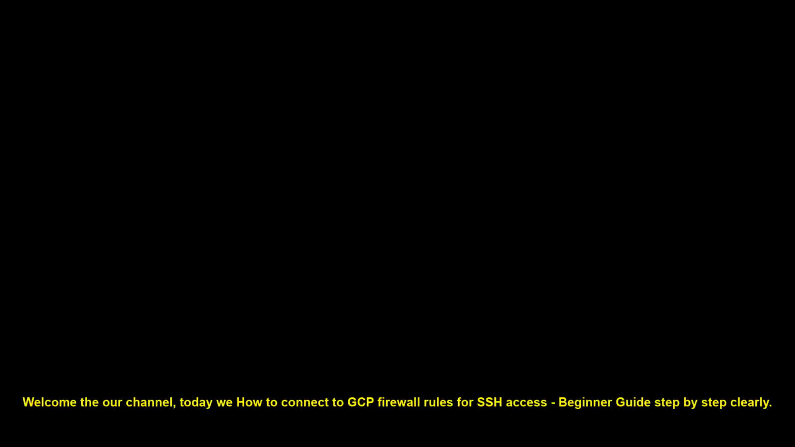To connect to GCP firewall rules for SSH access, a beginner guide step by step clearly, start by logging into your Google Cloud Platform console. Navigate to the VPC network section from the left sidebar. Select firewall rules from the drop-down menu. Click on the Create Firewall Rule button.